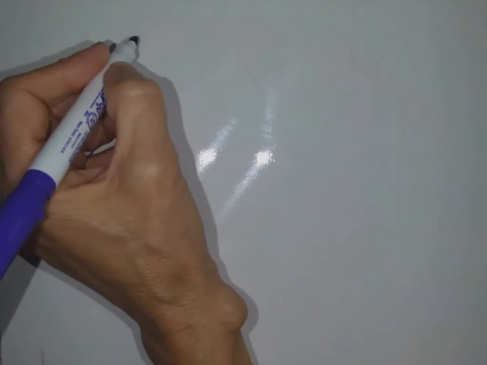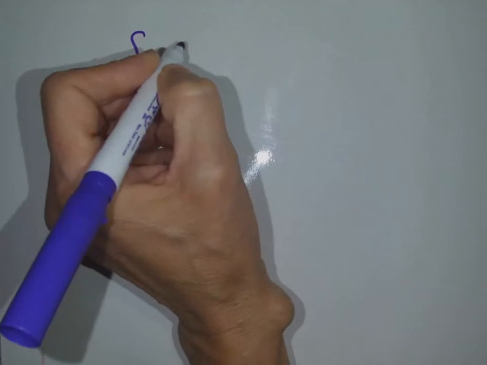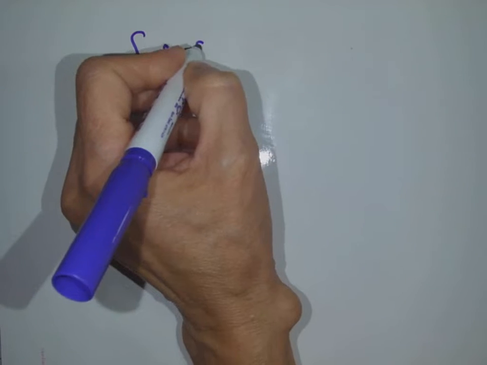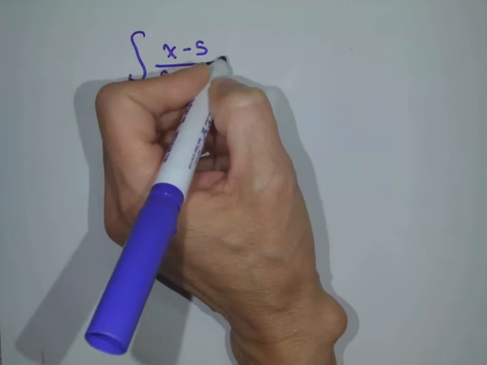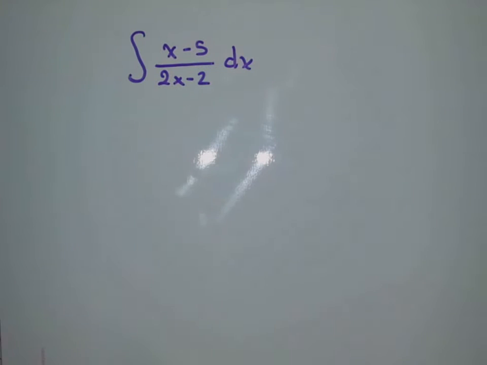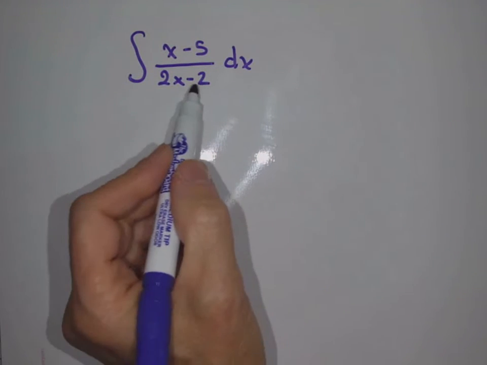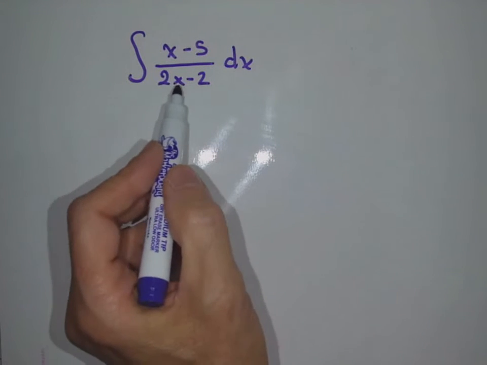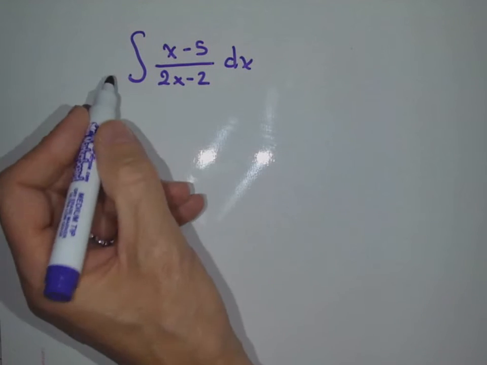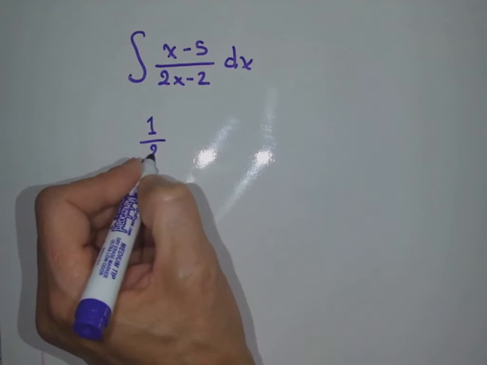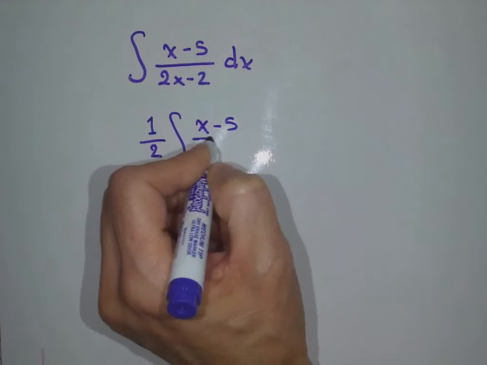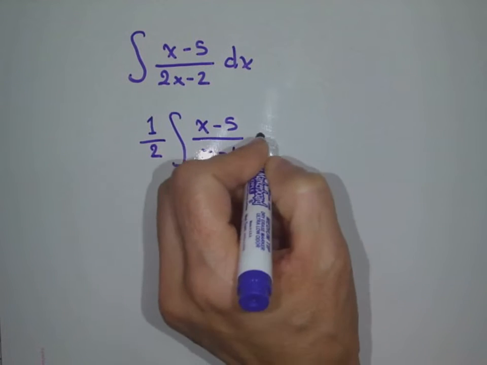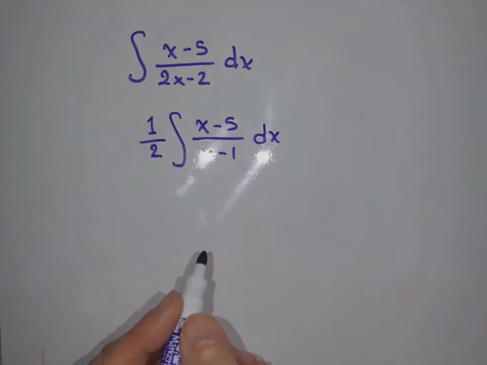And let's divide. Let's see. How about something like that? When I have a linear in the numerator and a linear in the denominator. So my question is, can I go ahead and do that? Sure, I can. And first of all, I want to notice that I have a factor of 2 here that I could take out. So I'm going to actually go ahead and do that. And then it's x minus 5 divided by x minus 1, and then dx, right?